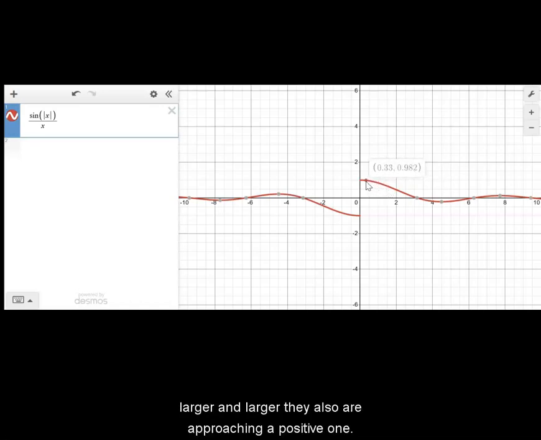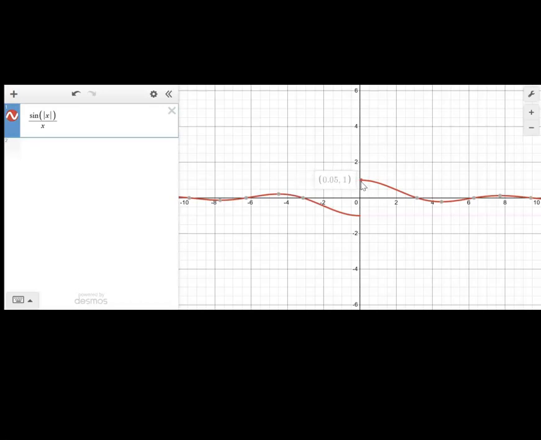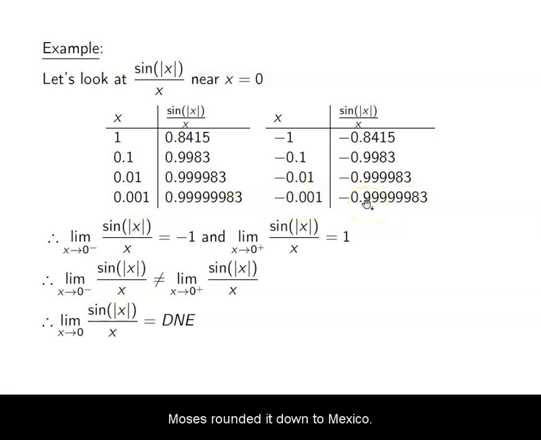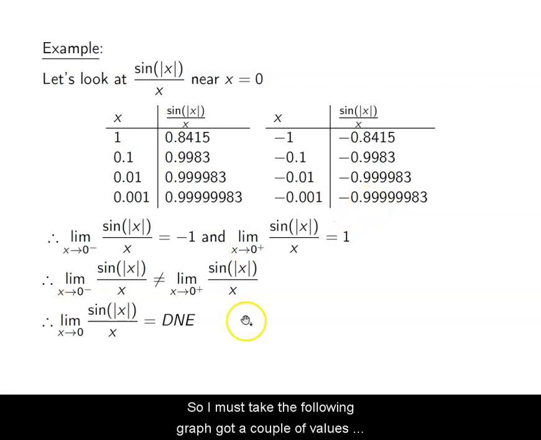Same thing as I come from the right and approach, you can see my output values are getting larger and larger. They also are approaching +1. And again, we have a round off error here, and so it's actually undefined at 0. We're so close to 1 that Desmos just rounds it up, and we're so close to -1 that Desmos just rounded it down to -1.